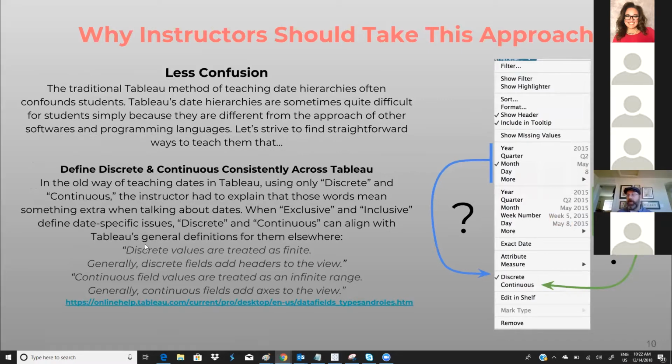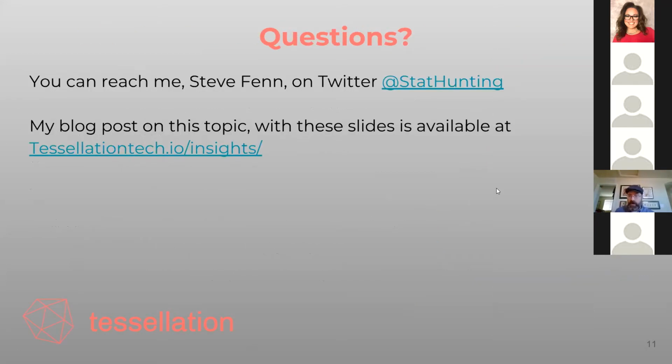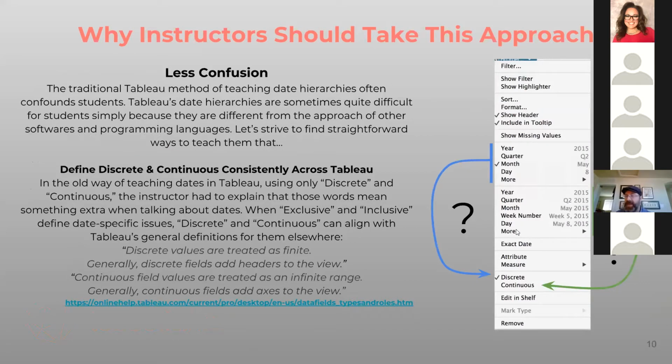Oh, another quick note before we go into more Q&A. Why should instructors take this approach? Less confusion. The general Tableau method of saying these are discrete and these are continuous requires that you redefine discrete and continuous. If we take this approach of saying these are the exclusive hierarchies, these are the inclusive hierarchies, and then layer in that they are by default driving discrete or continuous axes, but you can change those, then discrete and continuous can remain defined as they are everywhere else in Tableau.